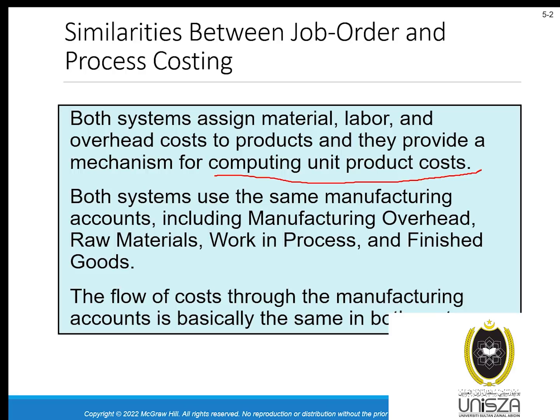Both systems use the same manufacturing accounts, including manufacturing overhead, raw materials, WIP, and finished goods. So the flow of cost through the manufacturing accounts is basically the same in both systems. The flow will be the same. So these are the similarities that you can find between the two costing systems, the job order and process costing.